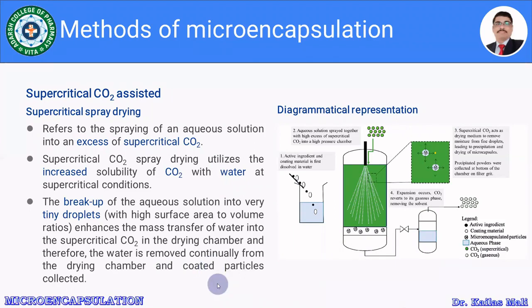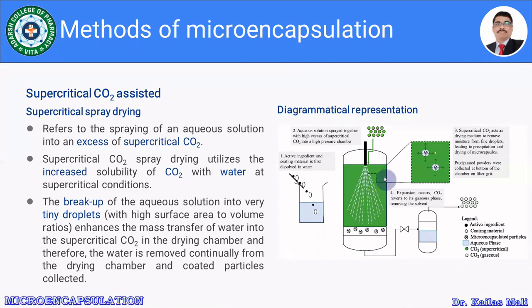So this is about spray drying using the supercritical carbon dioxide method. In supercritical spray drying, we first prepare a solution of the active ingredient and coating material in water, then spray the system through a nozzle into the supercritical carbon dioxide which is present in the chamber.